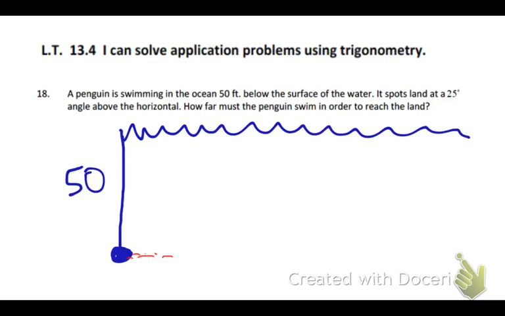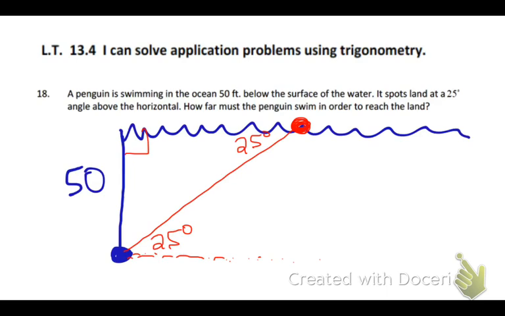So again, horizontal is the left and right. So he spots it 25 degrees above the horizontal. Because that's 25 degrees, this is 25 degrees, because they're alternate interior angles again. And so he spots land right here.